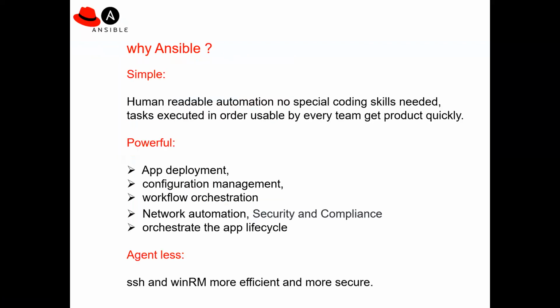So that is the reason it says human readable automation, no special coding skills are needed, tasks executed in order, used by every team to get productivity quickly. That means you can directly get into production. This is a power, this is an advantage here, right?